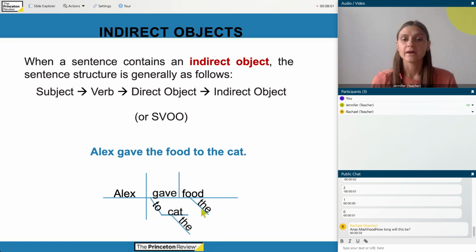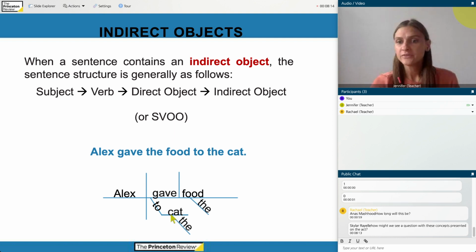So what you want to ask now is who or what received that food? Oh, in this case, it's the cat that received the food. To the cat. So cat is going to be the indirect object here. And you see in this example, there's the word to, that preposition, in front of cat.